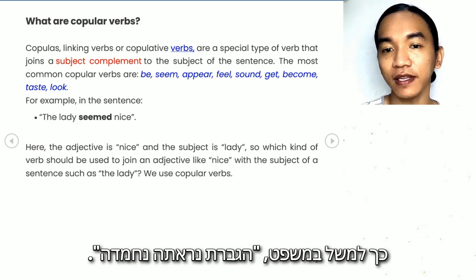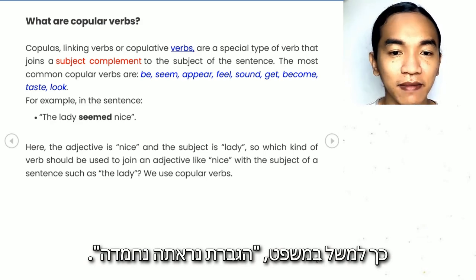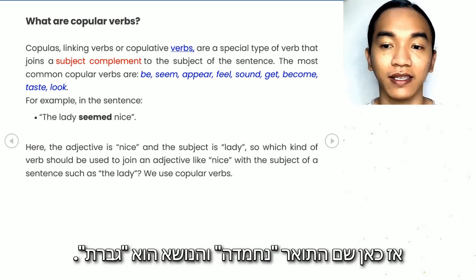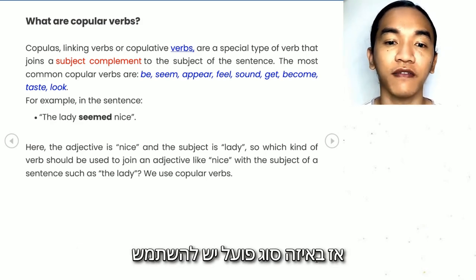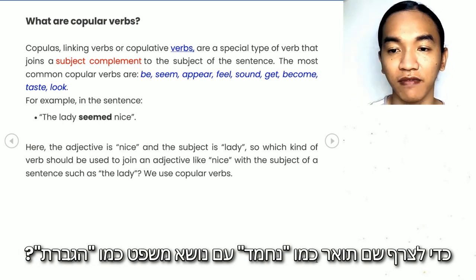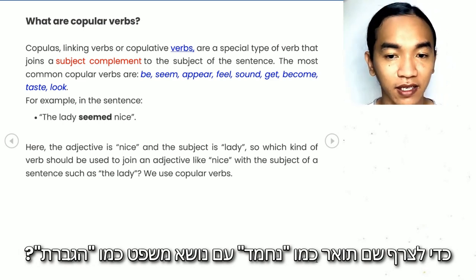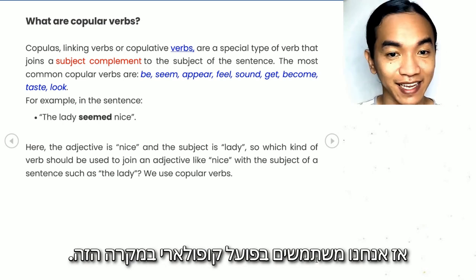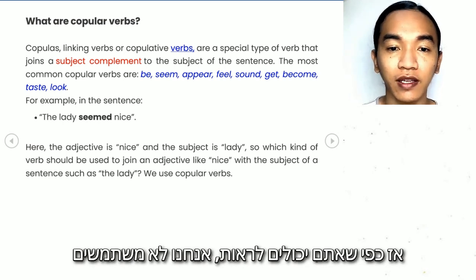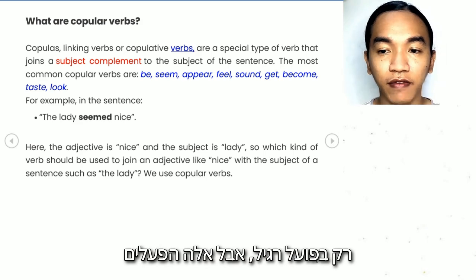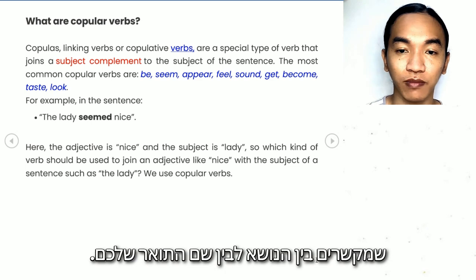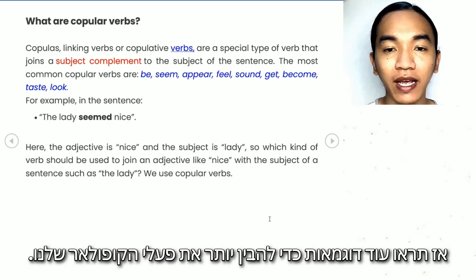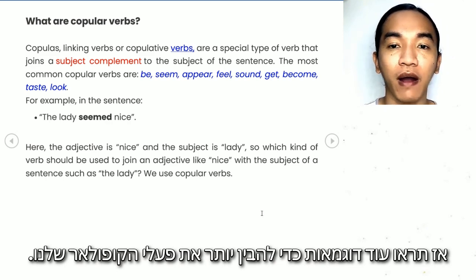So, for example, in the sentence, the lady seemed nice. Here the adjective is nice and the subject is lady. So, which kind of verb should be used to join an adjective like nice with the subject of a sentence such as the lady? So, we use a copular verb in this case, okay? So as you can see, we're not using just a regular verb, but these are the verbs that link the subject and your adjective, okay? So see more examples to understand more of our copular verbs.